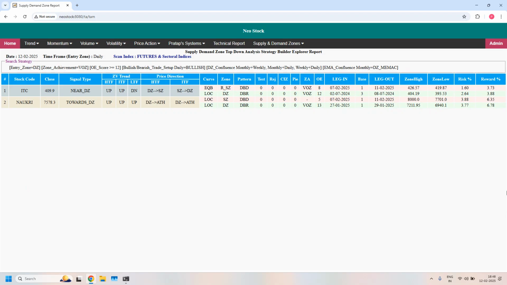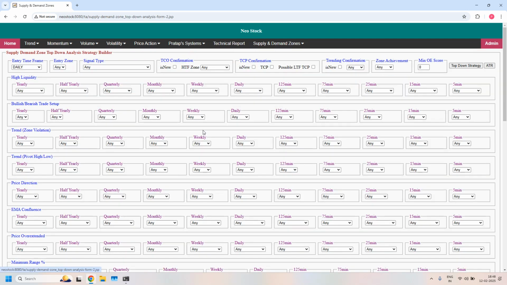So this is about a bullish trade setup for monthly income trade. Next, bearish trade setup for monthly income trade. Entry time frame daily. Entry zone, supply zone. Bullish or bearish trade setup at daily time frame. I am selecting bearish. Zone achievement is VOZ, odd enhancer score 12.